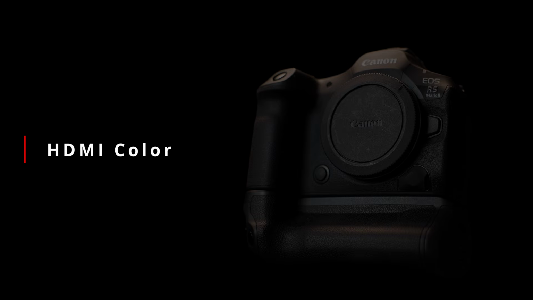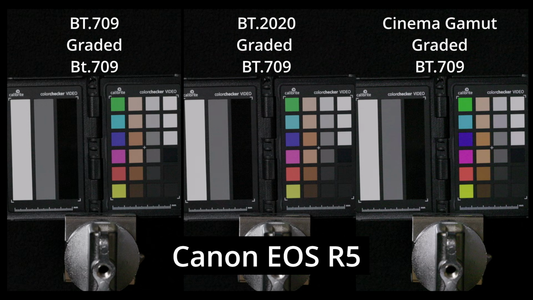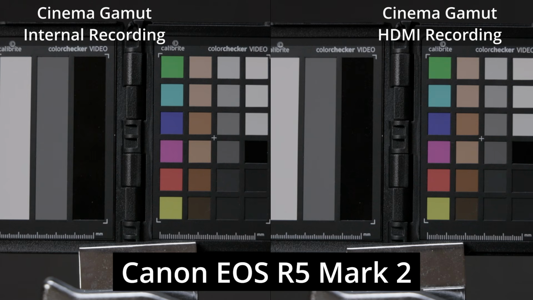Now, when testing the R5, I found the HDMI output was limited to either BT709 or BT2020 color spaces. When Canon Cinema Gamut was selected on that camera, the camera would output BT2020 instead of the correct Cinema Gamut. On the R5 Mark II, this is no longer the case. When the camera is set to output Canon Log files, they are output in the Cinema Gamut just as they are recorded.